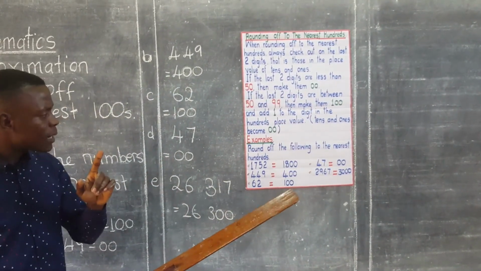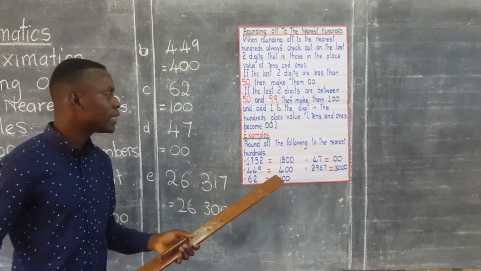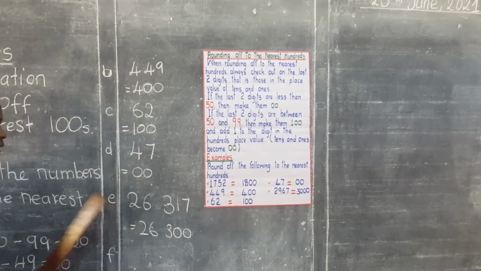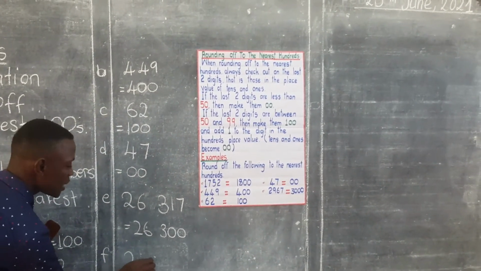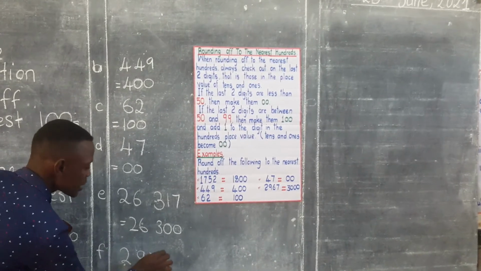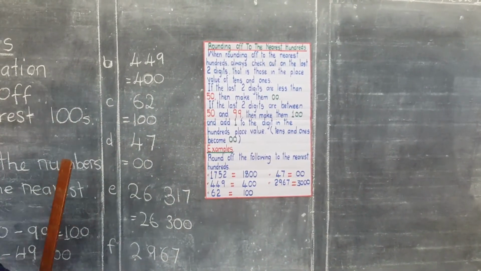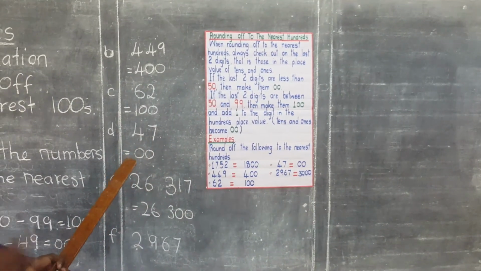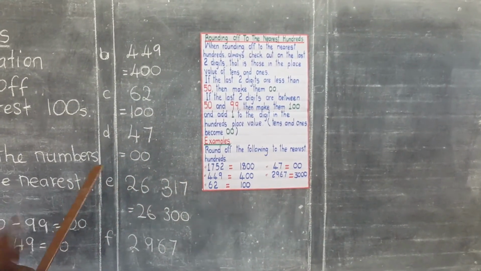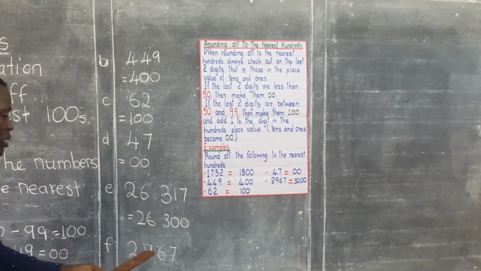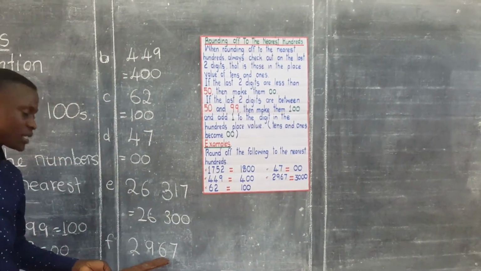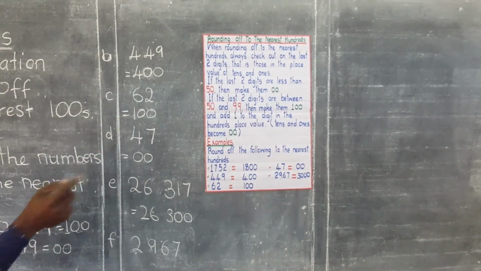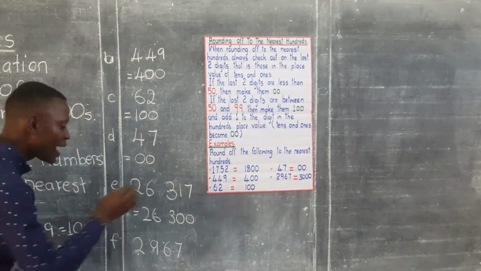Now, under the examples on the chart, there is another one there. So we'll add another one, which is 2,967. How do you answer that one? Because it is giving us something different. But there's nothing so hard about that one. All it is, is centering on the last two digits. And we discovered that 67 is more than 50, hence it will be 100.